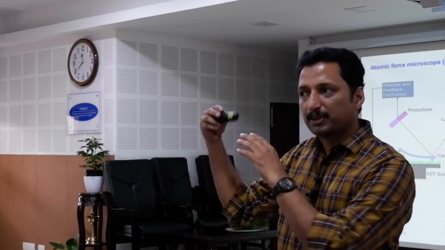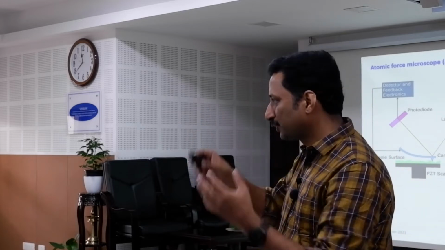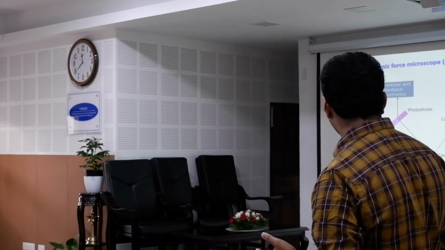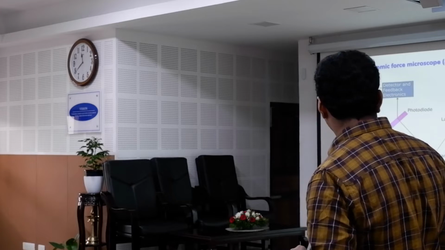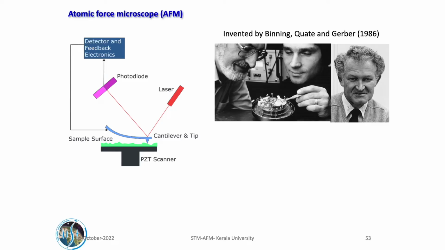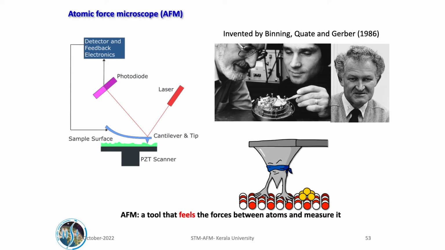Okay, because previously it was the tunneling distance, now this is the van der Waals interaction distance. Why is van der Waals interaction important? This is called a blind technique, because we just feel the force and measure what it is. Very simply speaking, this is how van der Waals interaction comes.